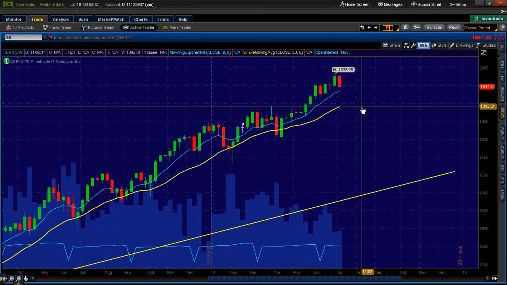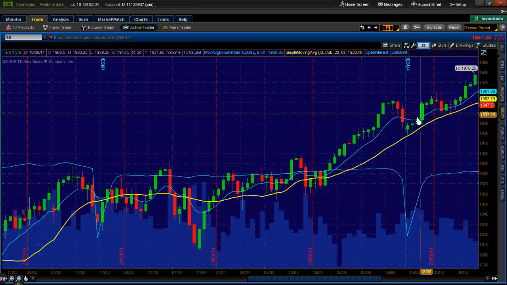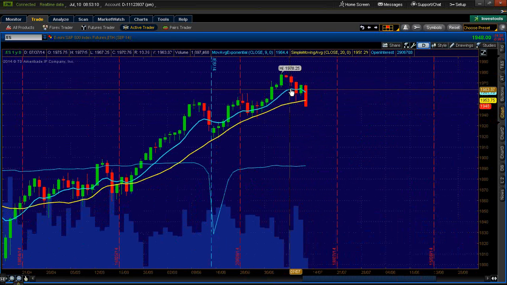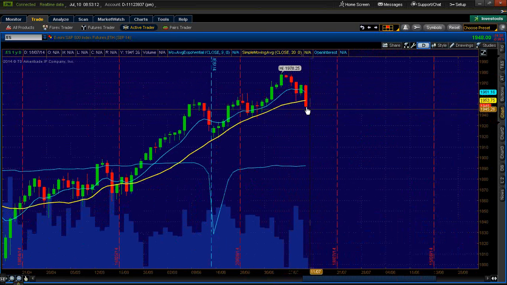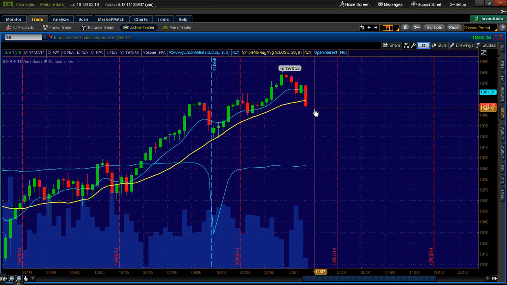And again, if we get below the 1900s, then I think we're going to get a trend change in the longer time frame. In the daily, we closed that technical gap that I've been talking about all week, came down, and we're now trading below the 9 and the 20, and we definitely have a violation of the trend on the daily.